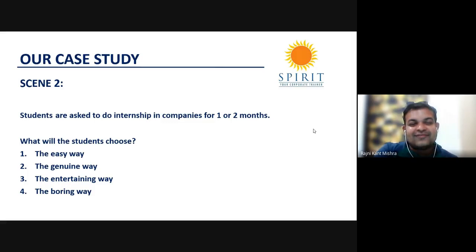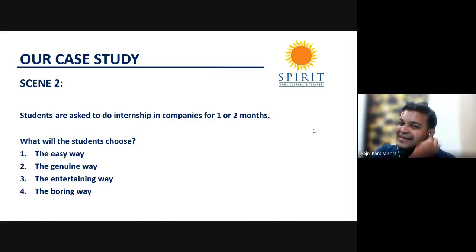So generally they will be genuine about it. In the very beginning, they will be genuine about it. They will want that yes, I should get an internship in a good company. Some of them, like most of them, will strive for it. They will write letters or maybe make a few calls or something like that.